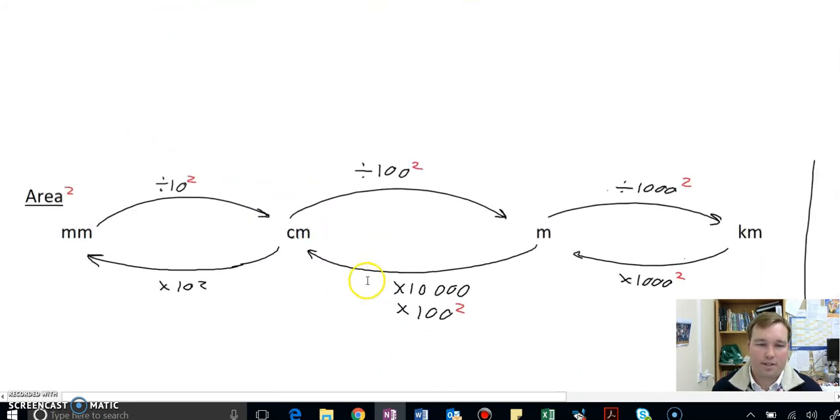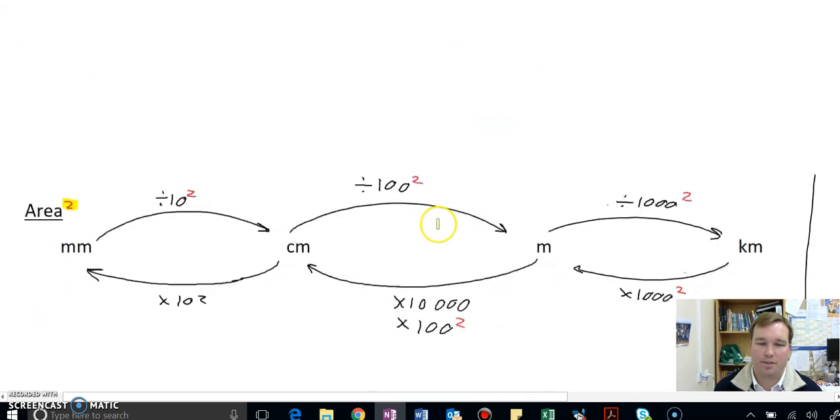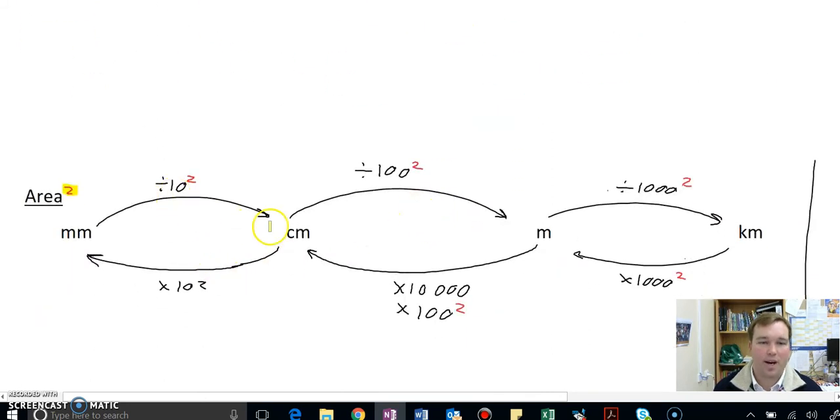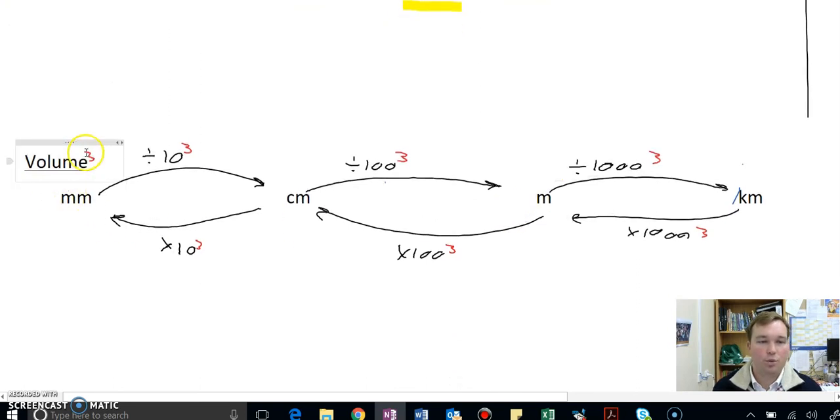The flowchart for this looks like this. Area, we remember, has squared units. So it's exactly the same as the length one in terms of 10, 100, 1,000, but this time we square it. 10 squared, 100 squared, 1,000 squared. So the conversion we just did looks like this: 1 meter squared is 10,000 centimeters squared, because we're using this 100 squared tool to get between the two. Similar logic applies to volume. Cubed, cubed, cubed. So please have those 3 tables down.